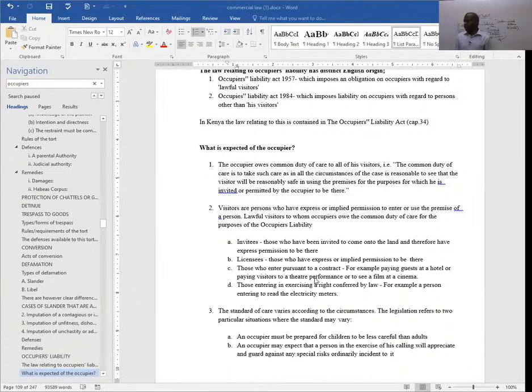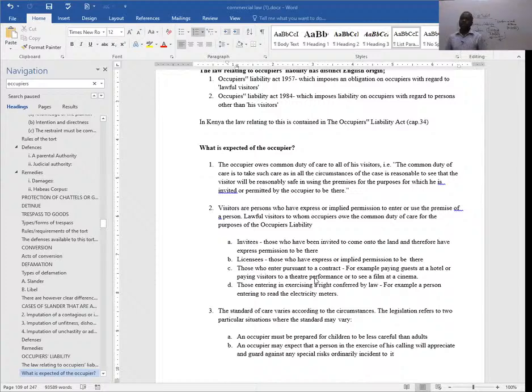So the standard of care varies according to the circumstances. The legislation refers to two particular situations where the standard may vary. An occupier must be prepared for children to be less careful than adults. In a situation where you have children, you expect them to be less careful while using the premises. So you must take the highest precautionary measures, especially if those visiting the premises are children, because they need more guidance to ensure their safety.